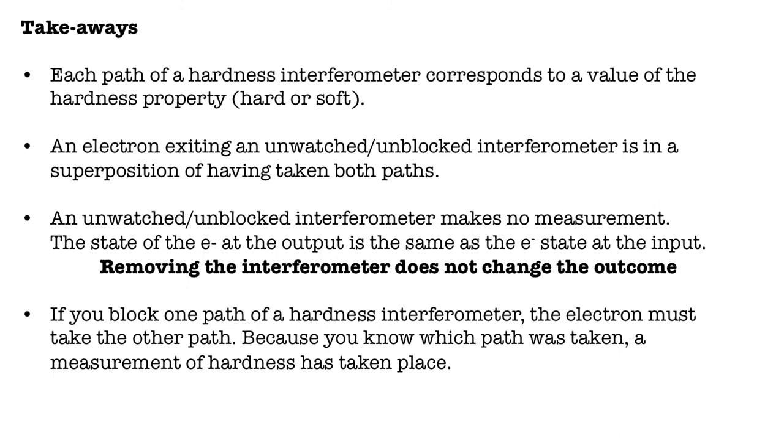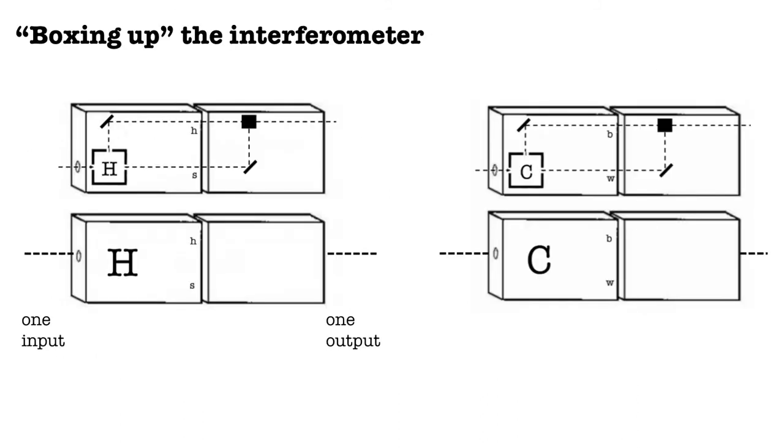Okay. The other thing we saw with the final experiment is that if you do block one path of the interferometer, then the electron must take the other path. And if it must take the other path, you therefore know which port it emerged from in the hardness box. So for example, if we block the soft branch, we know that the electron has taken the hard branch to get out of the interferometer. If you knew which path was taken, then that's equivalent to having made a measurement of hardness, because if you know what path was taken, you know the hard property of the electron.